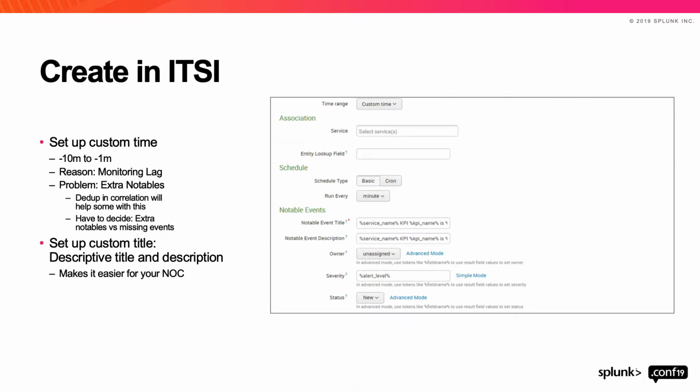So I set the correlation search to look back 1 minute to 10 minutes. That's going to account for the majority of the monitoring lag that I'm going to see in my environment.